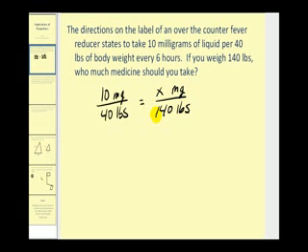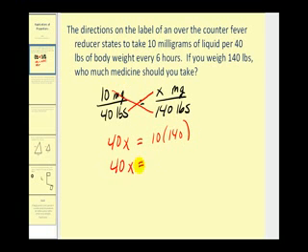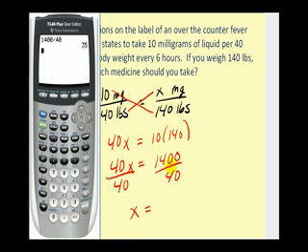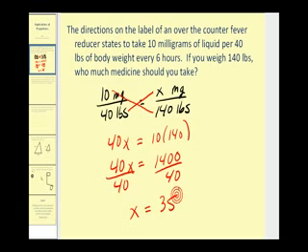Therefore, the cross products must be equal. So we'll leave off the units for right now. 40 times X must equal 10 times 140. And now we just need to solve this equation. So we have 40x equals 1,400. Divide both sides by 40. And 1,400 divided by 40 equals 35. So if x equals 35, you should take 35 milligrams of medicine if you weigh 140 pounds.